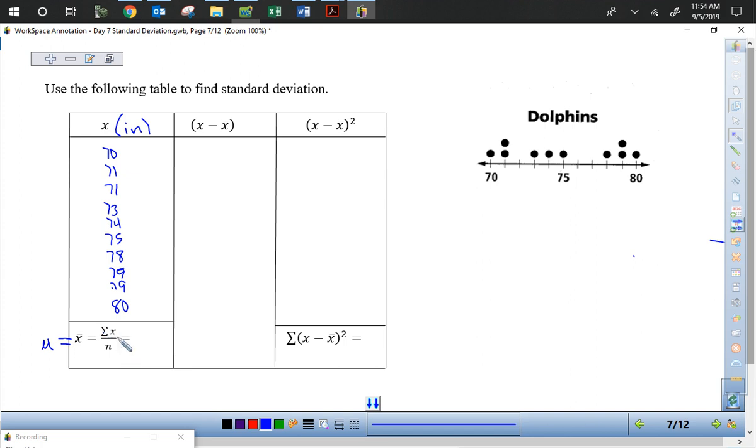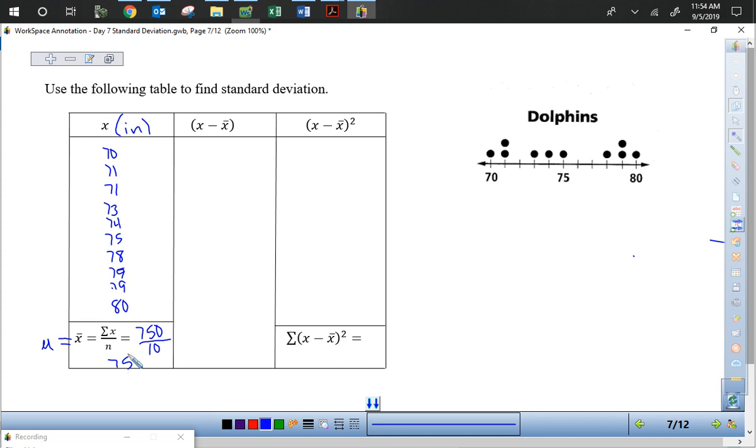So let's do it. Add up all these x's here. Okay, so we're taking 70 plus 71 plus 71 plus 73. Go ahead and type those in your calculator. We should get 750. And there are 10 total people on this team. So that makes the mean here 75 inches. So we can say the average height of a person on the team of the Dolphins would be 75 inches.